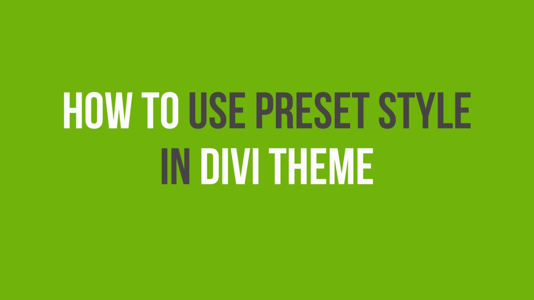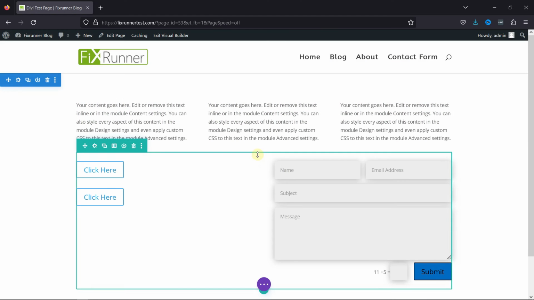In this trick, you'll learn how to use preset styles in Divi. Divi presets allow you to save the style of a module as a preset style for future use. This saves you valuable time when designing layouts. If the style needs to be changed, simply edit it and the change will be applied to the entire site.